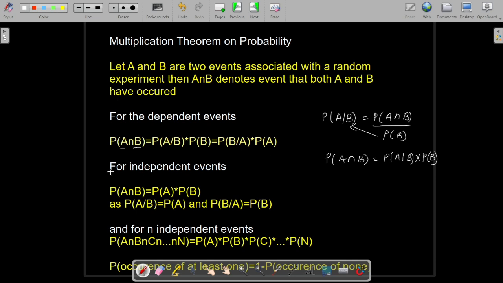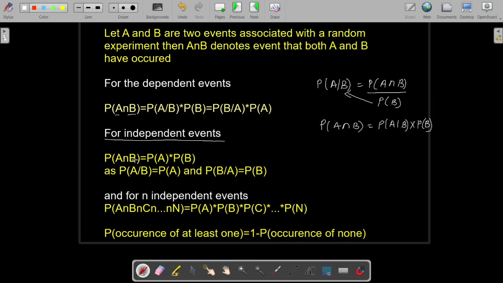And when you have independent events, probability of occurrence of both A and B is given by multiplication law: probability of A multiply probability of B. Why so? Because probability of A given B is equal to probability of A only, and probability of B given A is equal to probability of B only. So probability of A multiply probability of B, for independent events. Right? So for independent events आपने क्या करना है? If you want to find occurrence of both A and B, you have to just multiply the marginal probabilities.